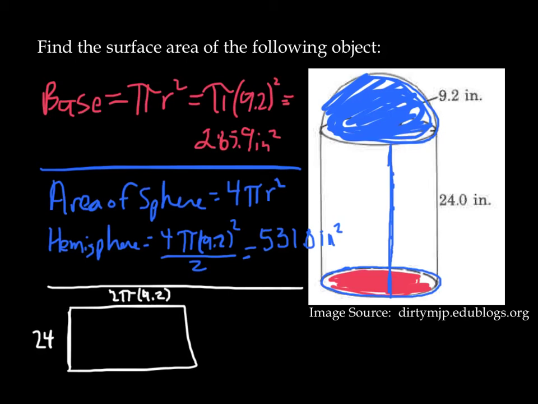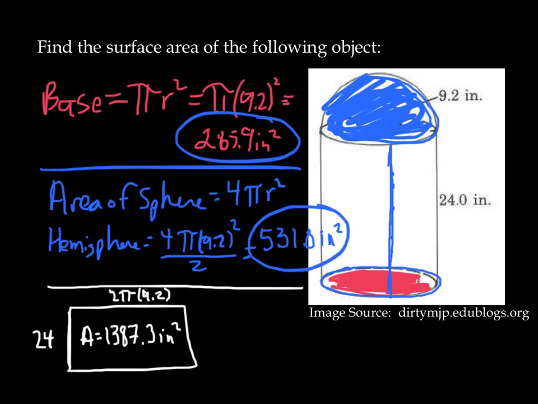Okay, for the area of the rectangle then, I simply take 24 and multiply it by 2 times pi times 9.2. Just type that into my calculator right now, and I get 1,387.3 inches squared. Okay, I've got three areas now that I can simply add up. We have our first area of 265.9, our second area of 531.8, and our third area, the lateral area, is 1387.3. So we can simply add all three of these together.